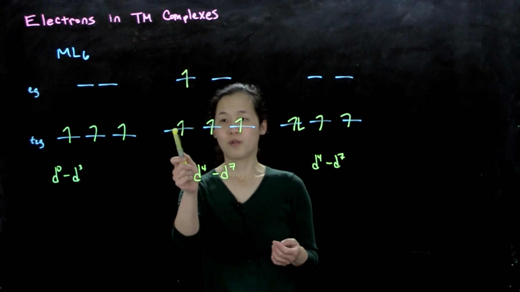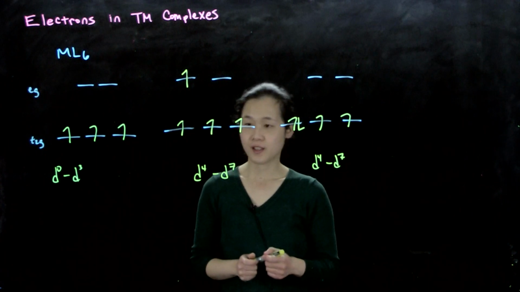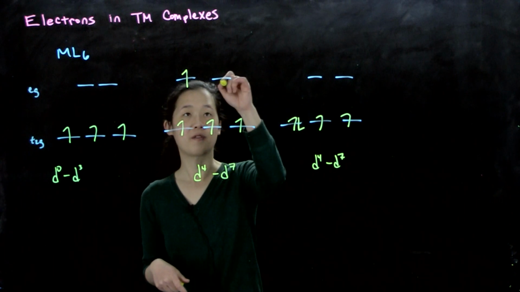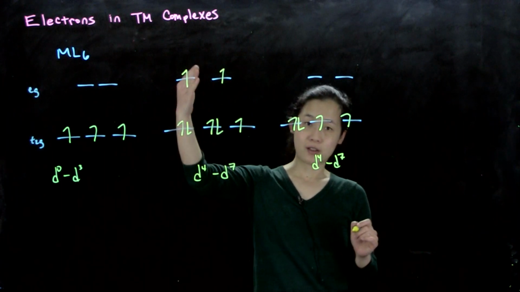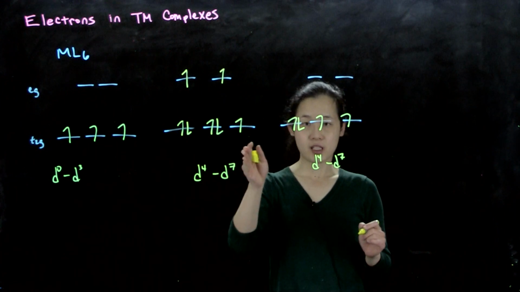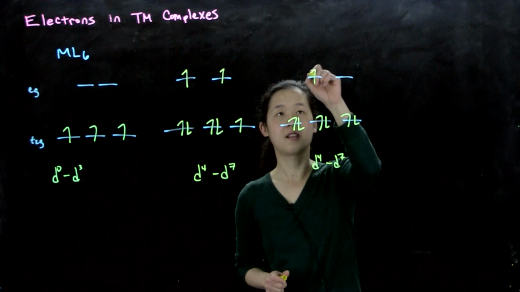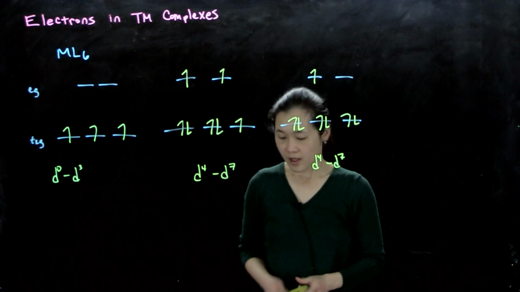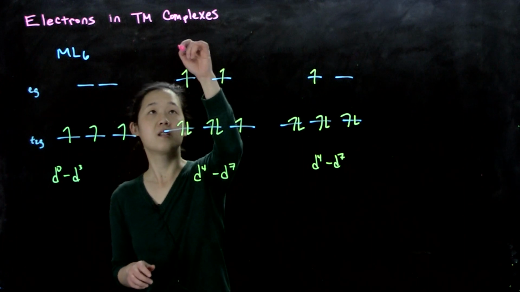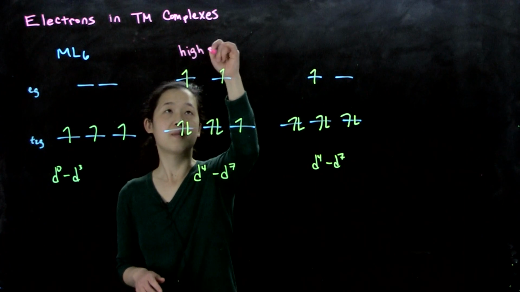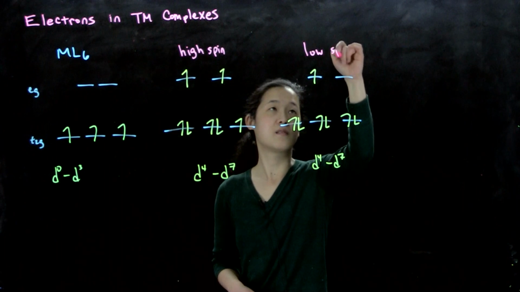So we could have 1, 2, 3, 4, 5, and then 6, 7. I guess I'll do that as well: 1, 2, 3, 4, 5, 6, 7. So we fill in the 5 electrons first before we enter the t2g, or we could fill in all 6 here and then go 7 here. These 2 scenarios are called high spin and low spin.